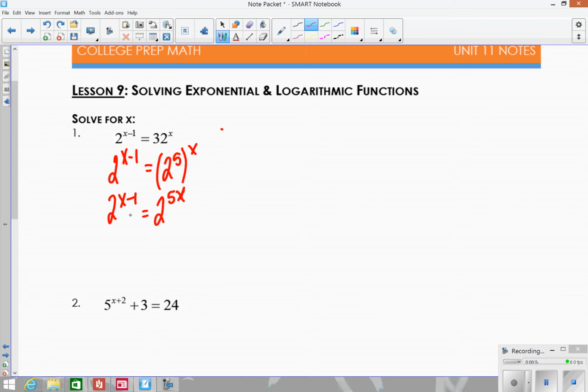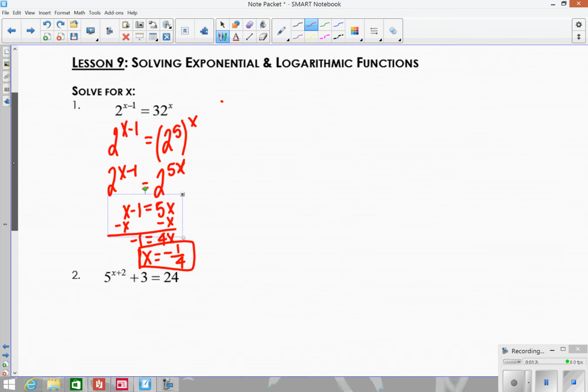And now that I have the same bases, in order for this to actually be equal, the exponents have to be equal. So I can set the exponents equal to each other. And now just solve it. So subtract x from both sides. So -1 equals 4x. Divide both sides by 4. We get x equals -1 over 4. So there's my answer. So if I raise 32 to the -1/4, it's equal to saying 2 raised to the -1/4 minus 1. So let's look at the next example.